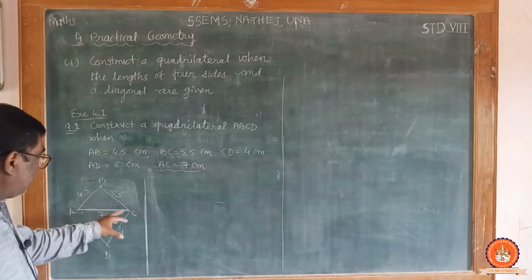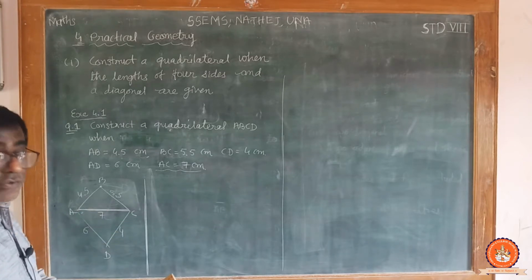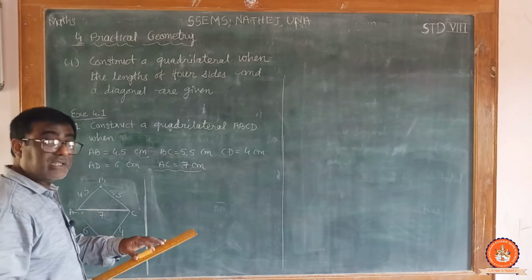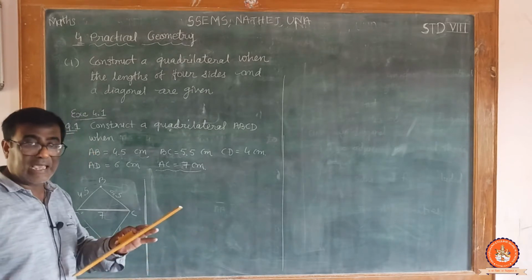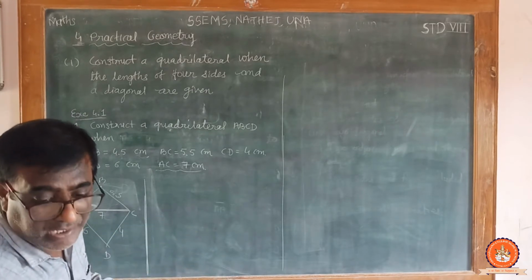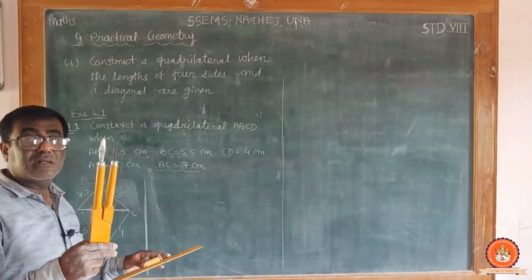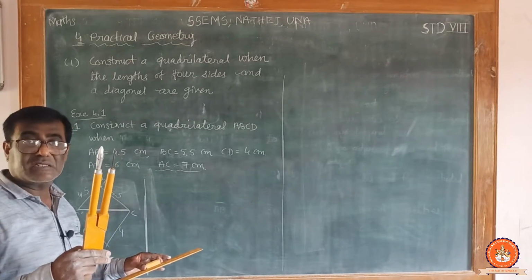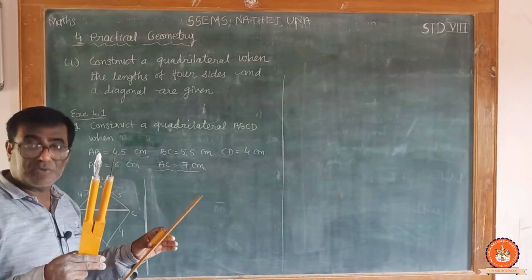Now let us start with the diagonal AC equal to 7 centimeters. You can use a scale, pencil and a compass only. You cannot use a protractor. Only these things you can use.